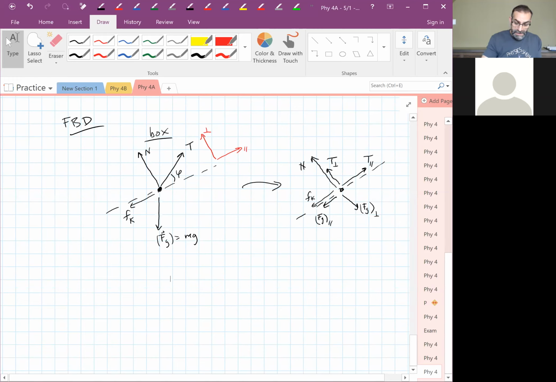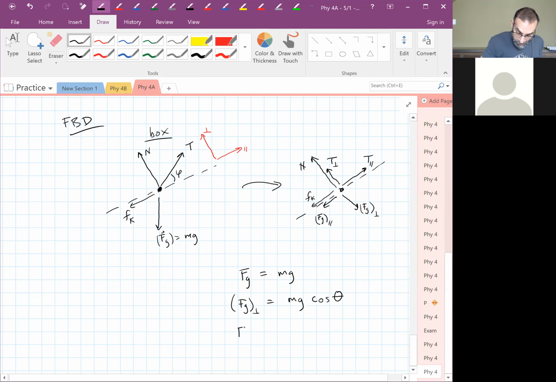Okay, so now I've got a nice free body diagram there. Let's go through and figure out what each of these things are. So force of gravity, that's just mg, right? Force of gravity perpendicular to the direction of motion is going to be what? mg cosine theta.